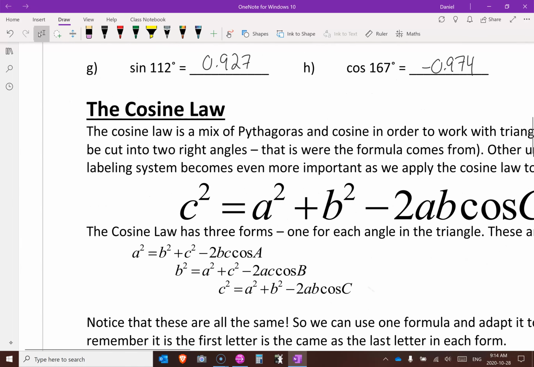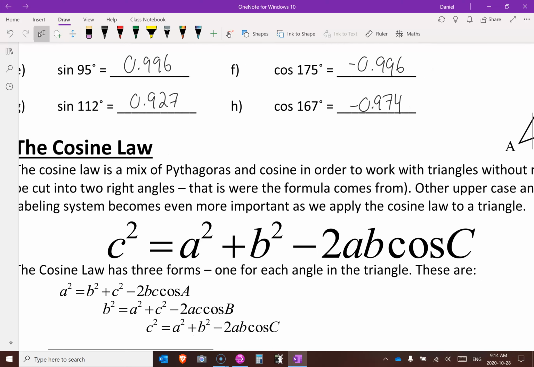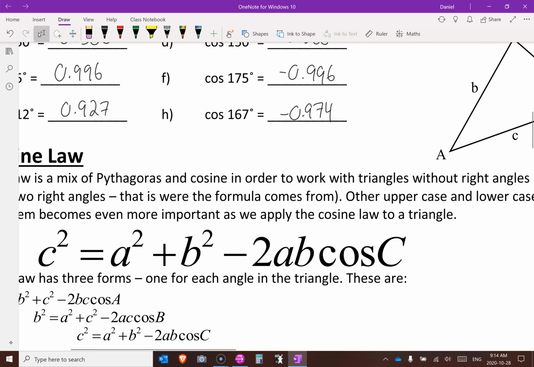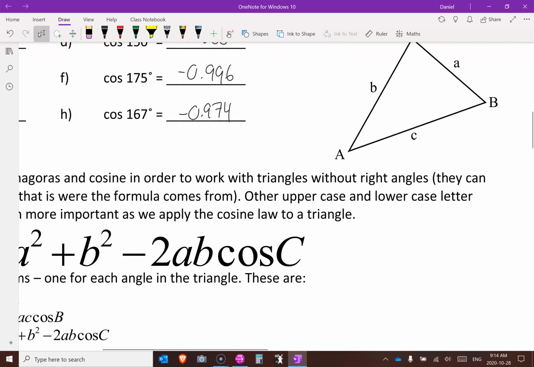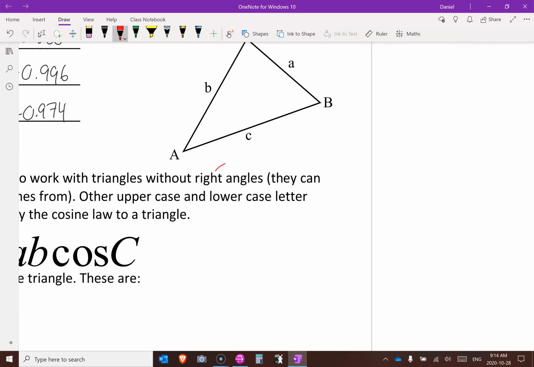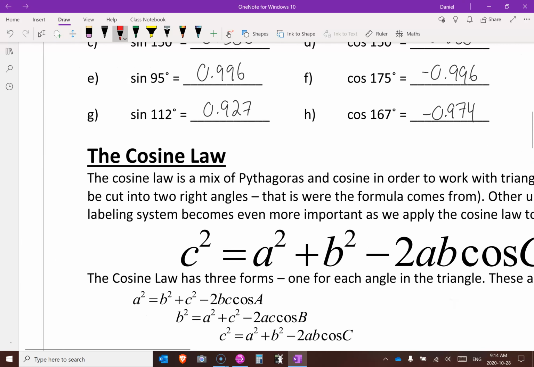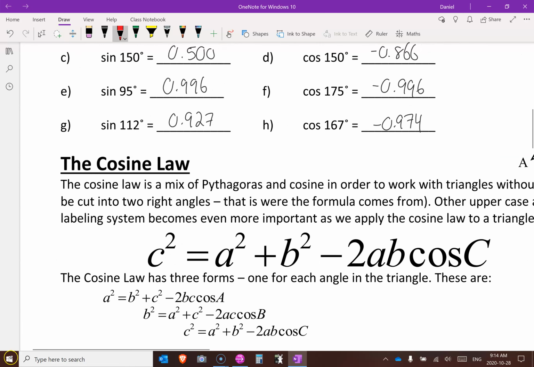So let's take a look here at the cosine law. The cosine law is a mix of Pythagoras' theorem and cosine, used to work with triangles without right angles, so without 90 degrees. We shouldn't have any 90 degrees.